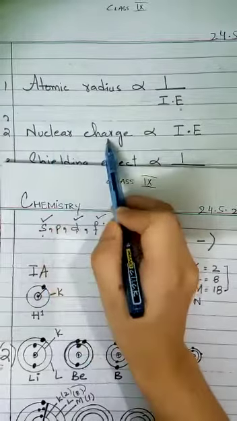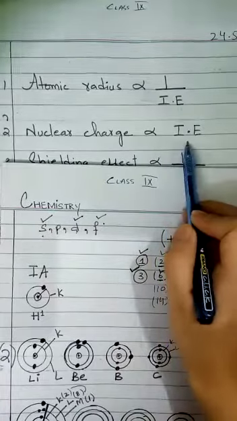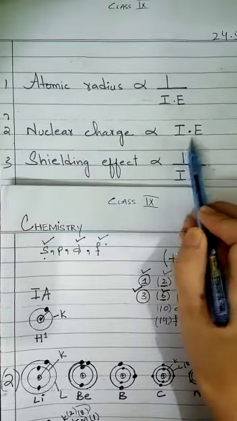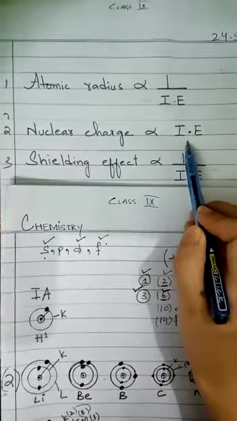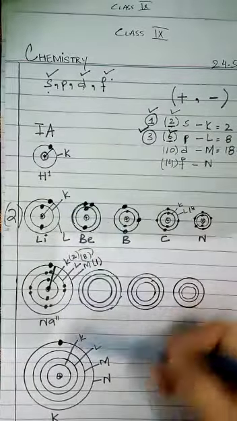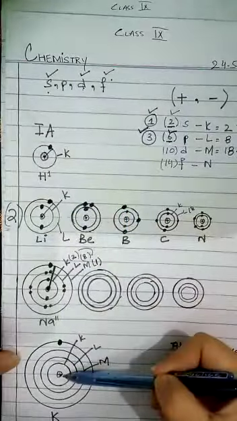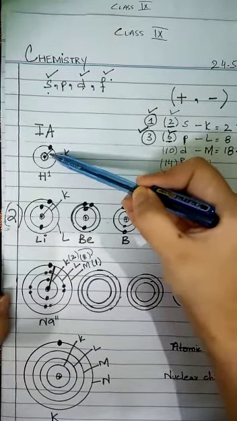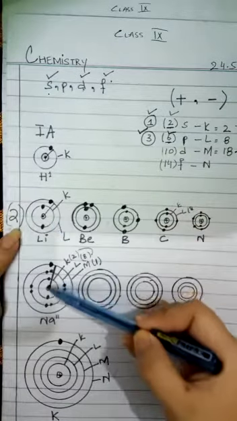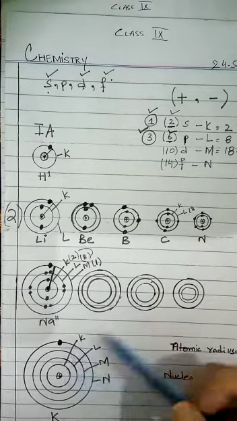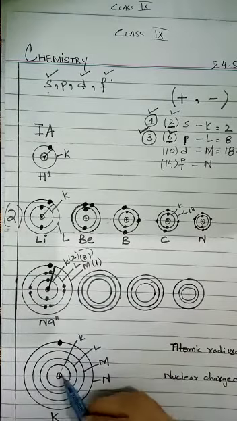Number second is nuclear charge. Nuclear charge is directly proportional to ionization energy. It means that if the nuclear charge increases, ionization energy also increases. If nuclear charge decreases, ionization energy also decreases. In a group, when we go from top to bottom, nuclear charge is decreased because of addition of electrons. You can see here the distance between nucleus and valence shell increases. Distance is going to increase when we go from top to bottom, so we require less amount of energy to remove the valence electron.